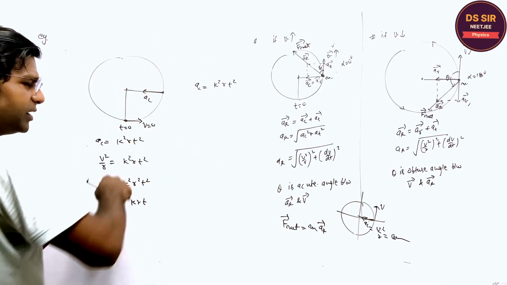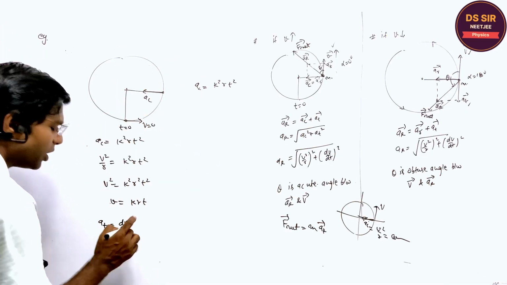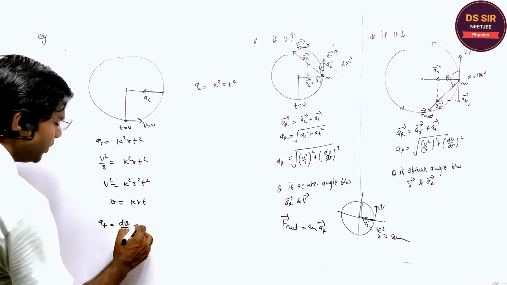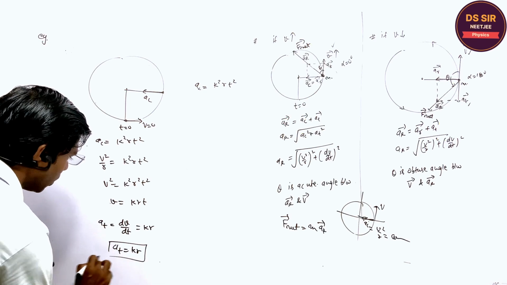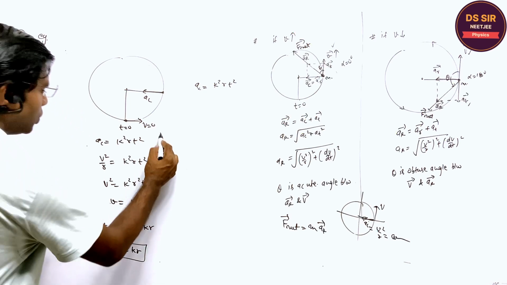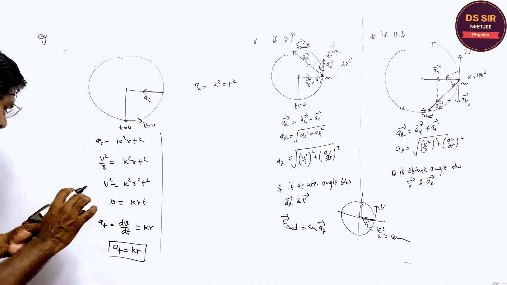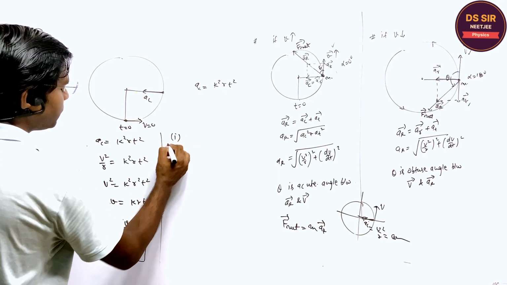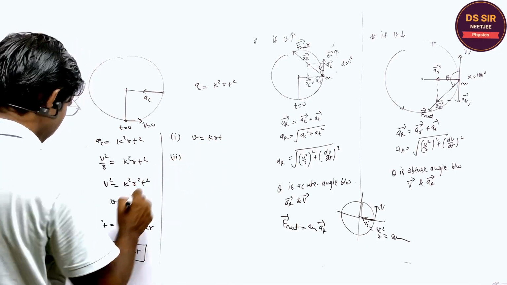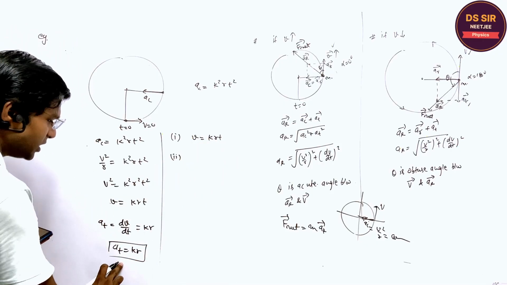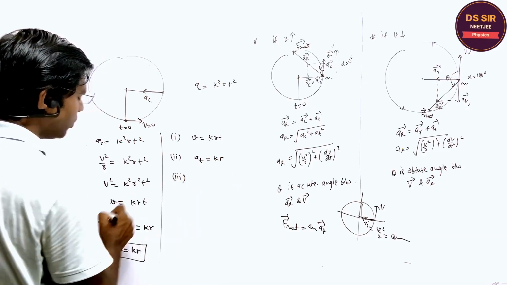So the speed is increasing, hence the tangential acceleration, which is nothing but the rate of change of speed. So if you differentiate this, you get the tangential acceleration. Are you getting or not? So that is the thing. So now, in the first part, the speed of the particle at any instant of time. What is the first part? The speed is k r t. This is the first part. The second part, tangential acceleration of the particle is nothing but k into r. Do you understand or not?